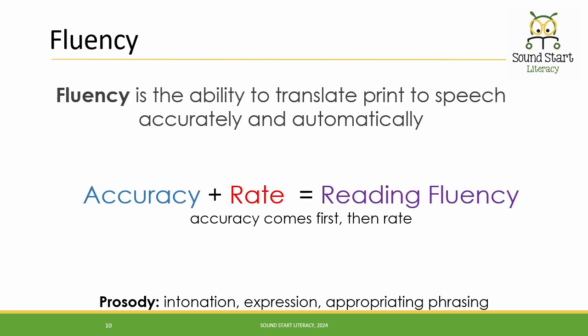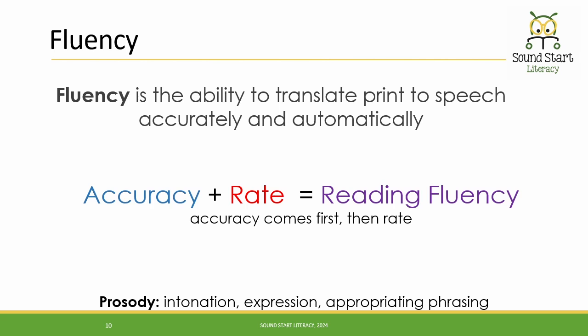Next, we have fluency. And fluency is the ability to translate print to speech accurately and automatically. So in order to do this, we have accuracy and we have rate. So first comes the accuracy. We want to make sure students are accurate. They understand letter sound correspondences. And so this is critical that we need to have the phonemic awareness in place. We need to have an understanding of phonics in place. If that isn't there, we won't be able to get to fluency.